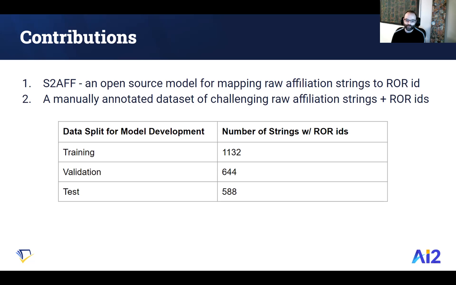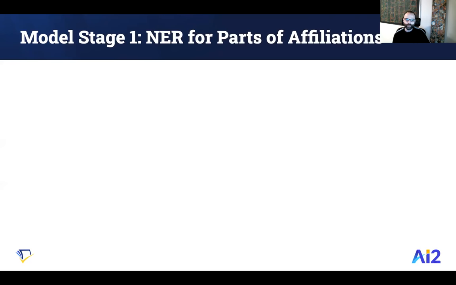And we have this many strings that we picked as a kind of challenge data set, intentionally chosen so that the answer isn't obvious. You can't just do exact matching. We have this training, validation, test split that hopefully others can reuse. All of this is available through the repo there. Okay, so this is a three-stage model, and I'm just going to walk you through each stage and what happened and what failed. First stage is named entity recognition for affiliation parts.